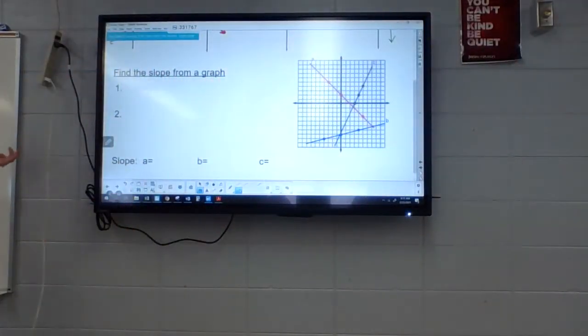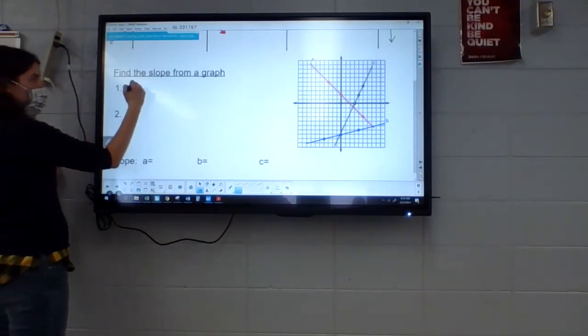So we're talking about how to find the slope from the graph. We're going to use that rise over run to help us with this.